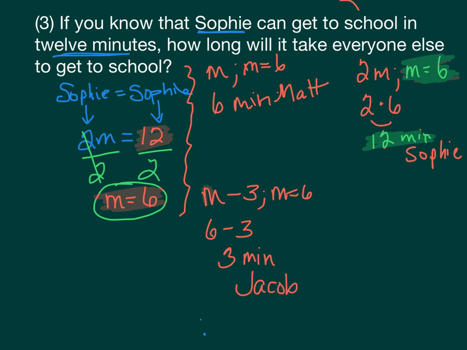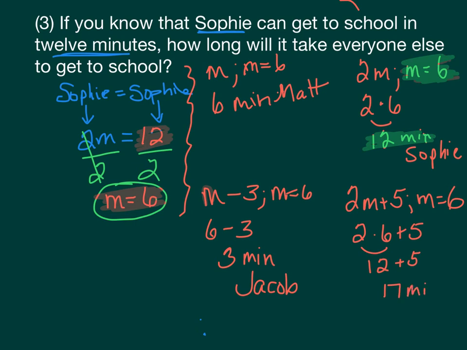And the last one is Kayla, and the expression that she has is 2M plus 5. Put a semicolon always to separate it. Make sure your semicolons don't look like j's, because sometimes we use the variable j, and that becomes very confusing. M equals 6, so I've got 2 times 6 plus 5. My order of operations tells me to multiply first. 2 times 6 is 12, plus 5 more is 17 minutes for Kayla.